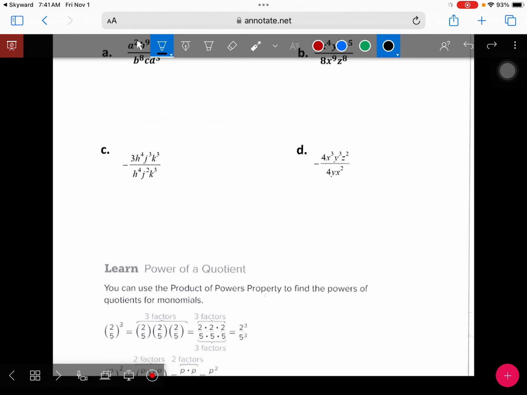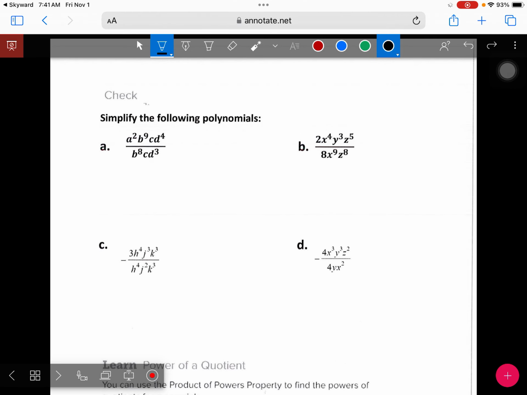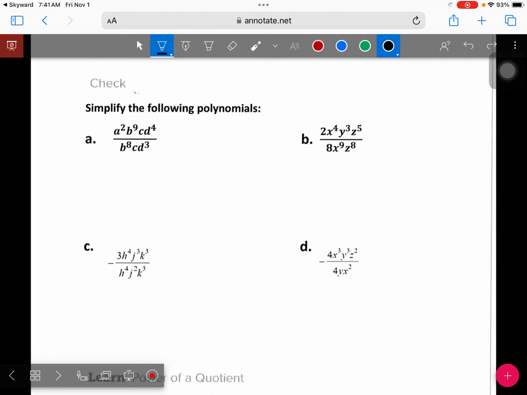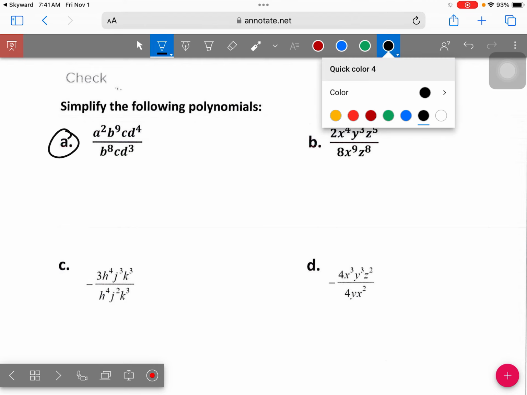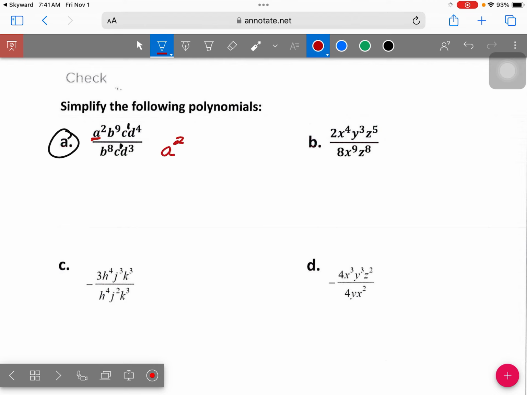Okay, so let's simplify a few of these. Let's do letter A. So we have A squared, B to the 9th, C, D to the 4th. Anywhere you see that there is no exponent, I would put a 1 on it. Okay? Put that 1 inside. Now, A squared does not have an A below it. So we're just going to keep that as A squared.